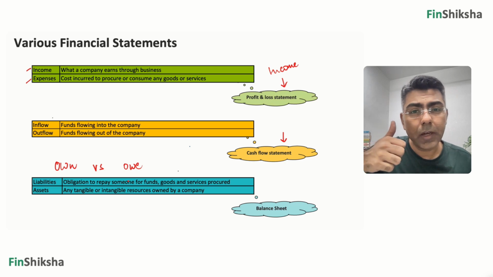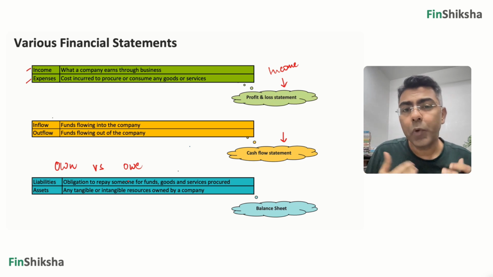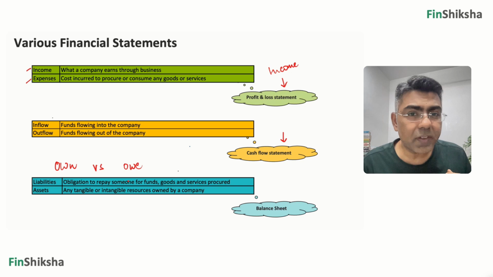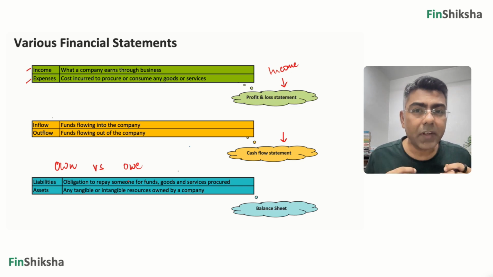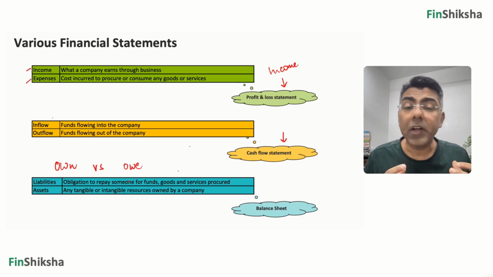These people could be debt holders who have given us a loan, or they could be equity holders who have bought a stake in our business. They've given us the money. This is the source of funds. We have to return it to them. This is a liability. This is what we owe.